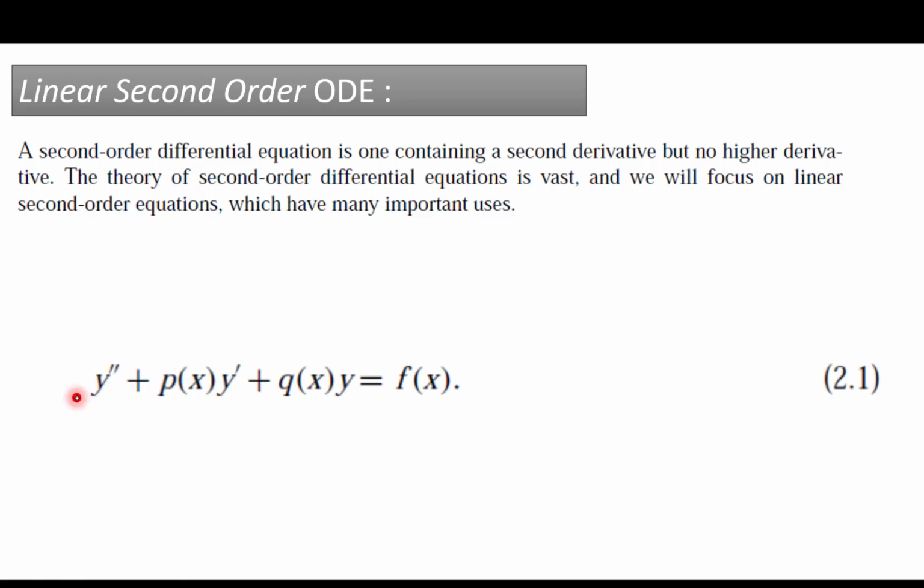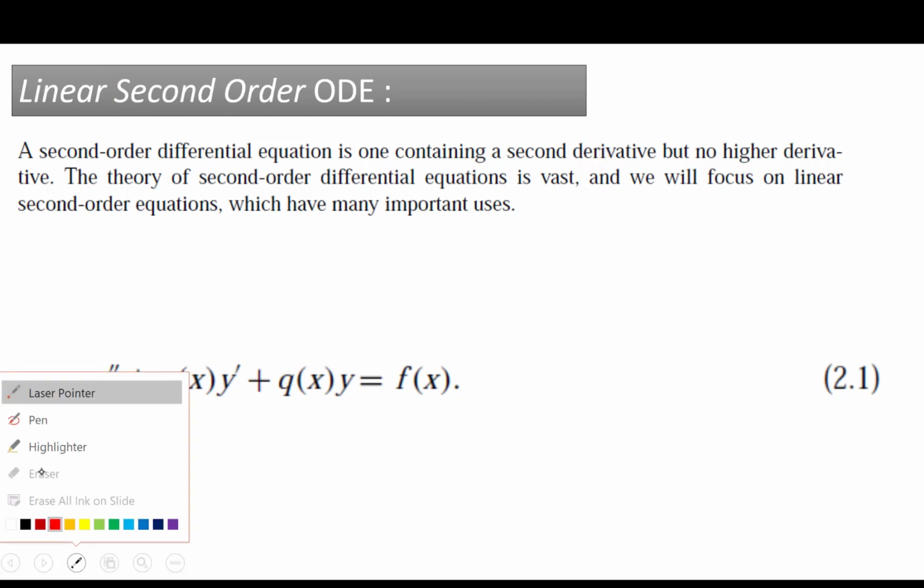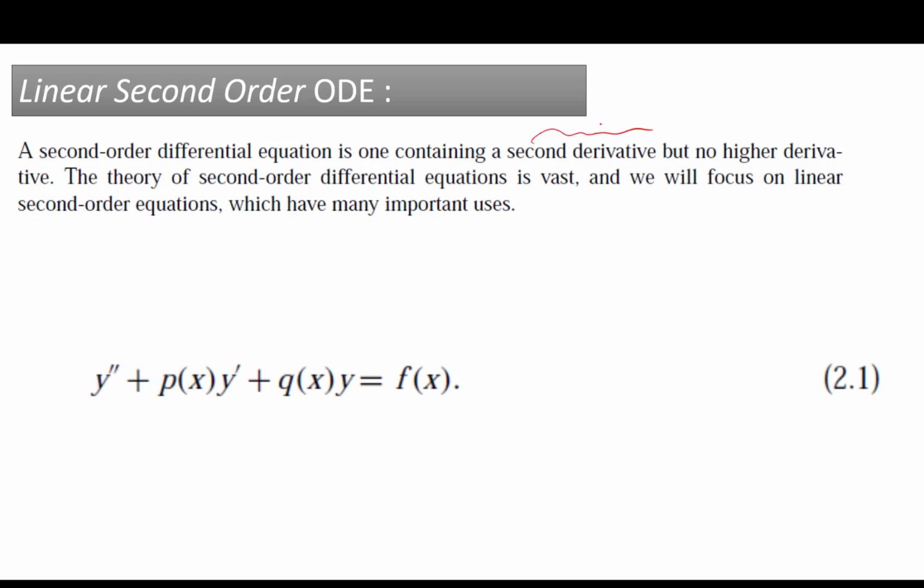Let me use the pointer here. So first, the second order differential equation in general is the one which contains a second derivative, but no higher derivative. This is the meaning of the word second here. Second derivative, which is y double prime, for example, but not a higher derivative. We're not going to find a higher derivative like a triple derivative, something like this.